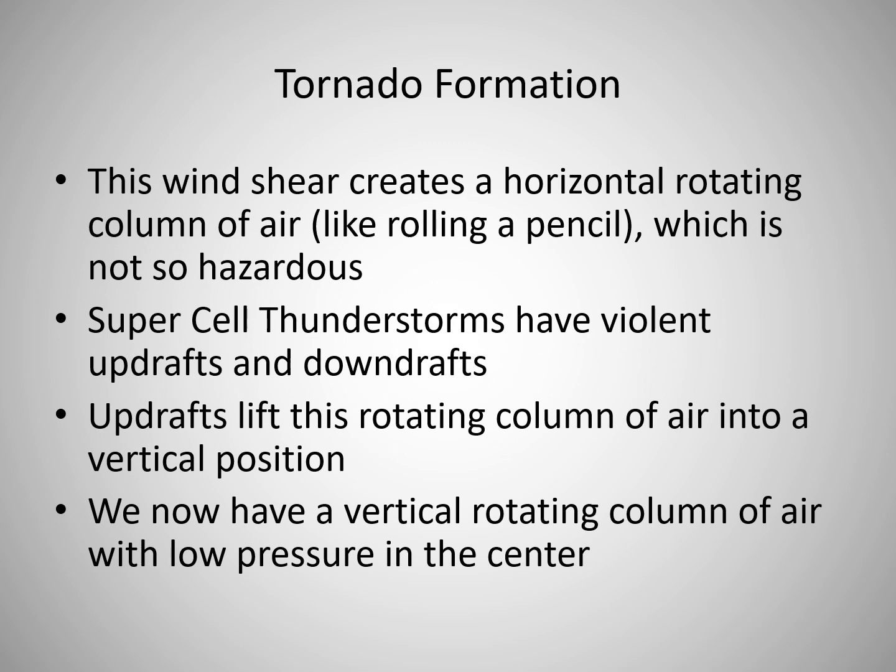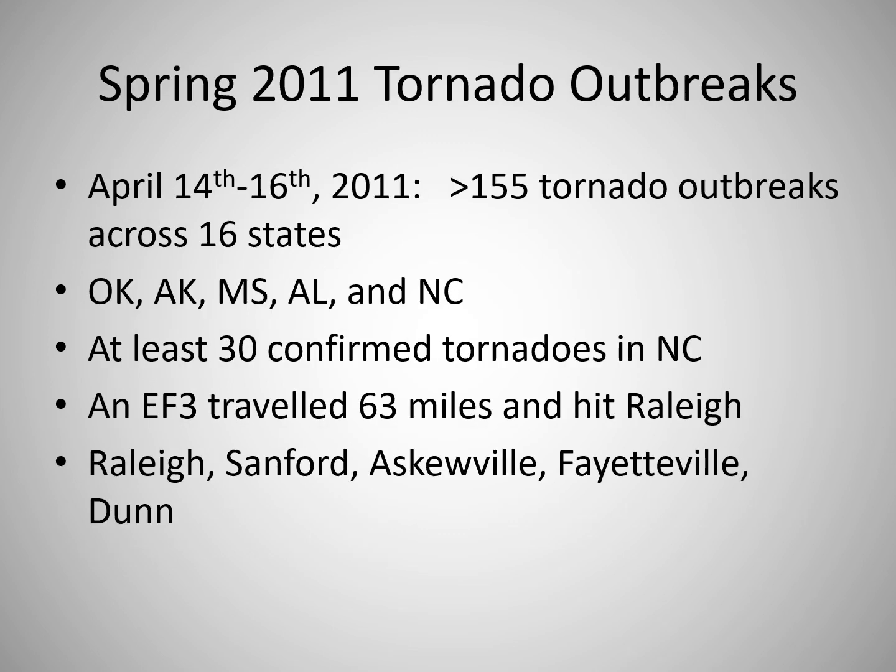Okay, so again, the wind shear creates a rotating horizontal column of air, like rolling a pencil. And it's not that bad if it's horizontal on the ground surface. But remember that your thunderstorms, particularly supercell thunderstorms, are going to have violent updrafts and downdrafts. So if an updraft then lifts this rotating horizontal column of air up into a vertical position, then it's now a tornado, and it's very dangerous.